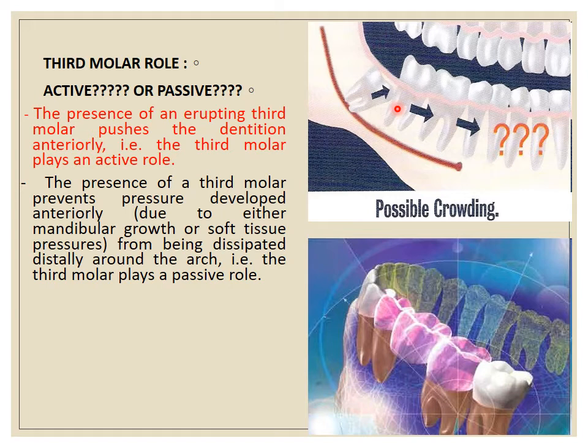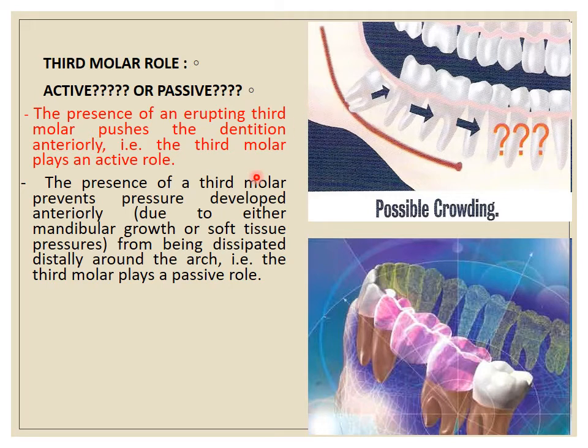But this theory is very weak, because they found there is a weak association between an erupting third molar and the development of the late lower incisor crowding. Furthermore, this crowding can still happen in patients with congenitally absent third molars. Therefore, the prophylactic removal of the lower third molar to prevent lower labial segment crowding cannot be justified anymore.